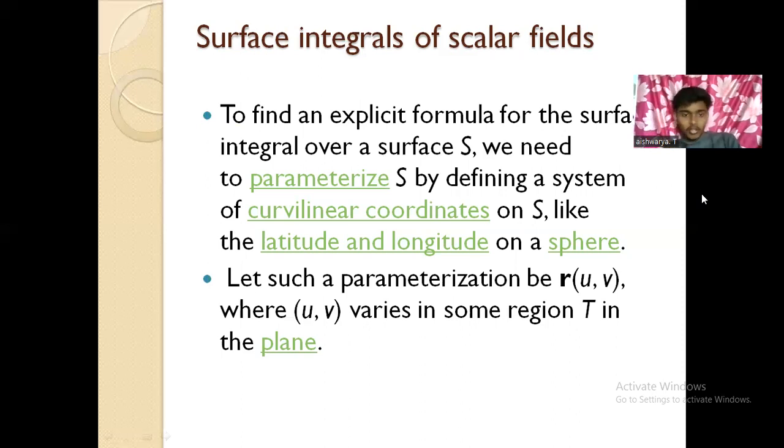And here, to find an explicit formula for the surface integral over a surface, we have denoted the surface as S. So we have a parameterization of curvilinear coordinates, like latitude and longitude on the sphere. Here we have taken the variables u comma v in this surface integral of scalar fields.